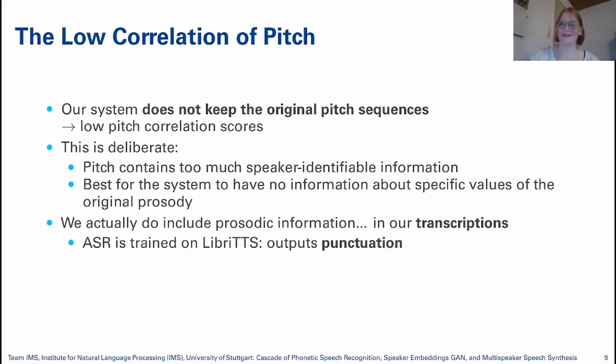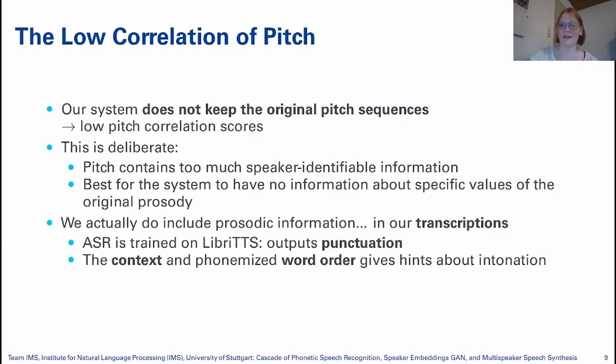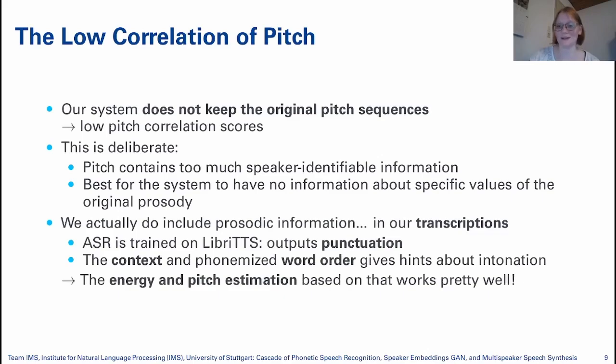Our ASR model is trained on LibriTTS for a purpose. LibriTTS, in contrast to LibriSpeech, contains punctuation. So this means by training our ASR model on it, the output of the ASR actually contains punctuation. And also the context and the word order of the phonemized output gives some hints about the intonation. And these 3 points, punctuation, context, and word order, are actually enough for our energy and pitch estimation methods so that they can basically estimate more or less the original intonation.